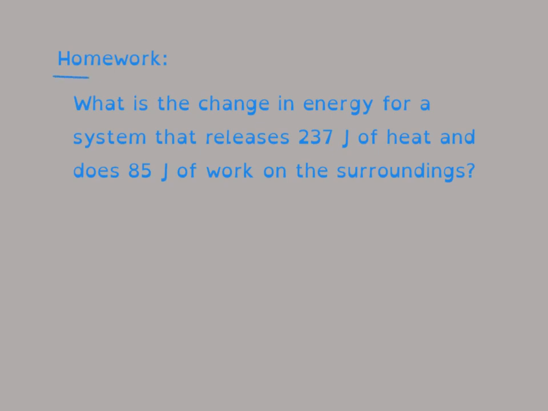Okay, here's your homework problem. I'd like you to upload your work and answer into Schoology in the assignment that says work. And the problem says, what is the change in energy for a system that releases 237 joules of heat and does 85 joules of work on the surroundings? So you are going to use your equation that we learned for the change in energy and the heat and work, and you're going to set up the problem, figure out which direction the energy is flowing, use the appropriate signs, and solve it, and upload your assignment into Schoology again for the work homework assignment.